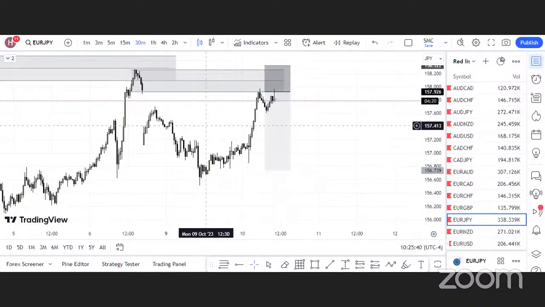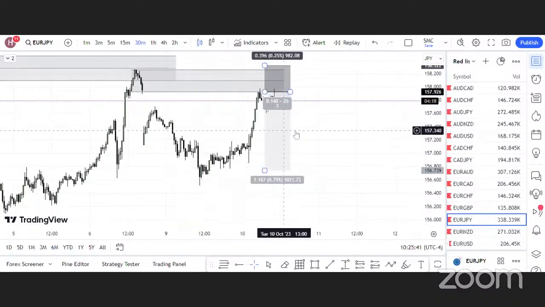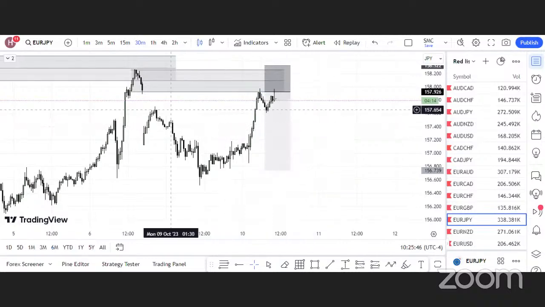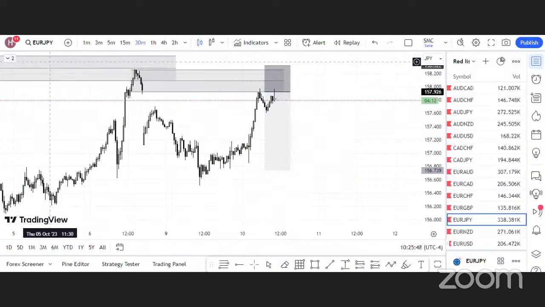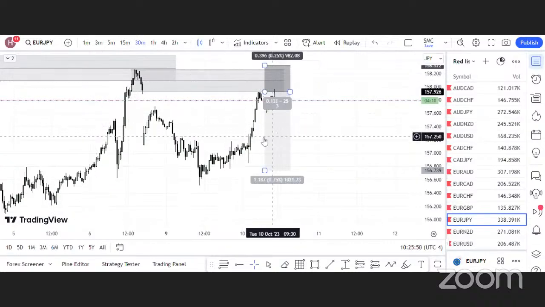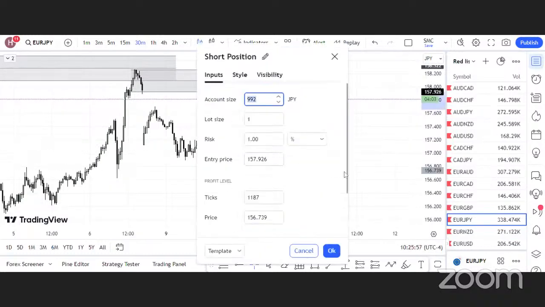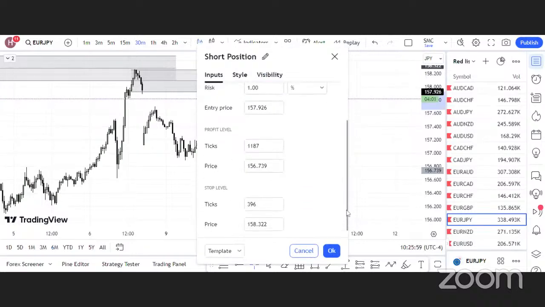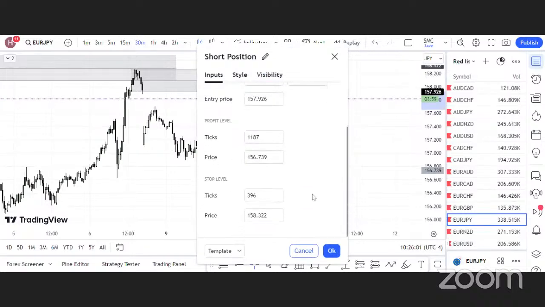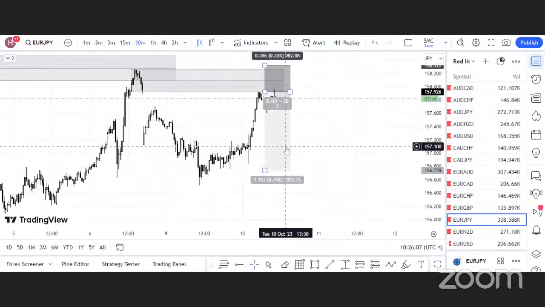I had given this trade out earlier, but if you didn't get it on the free group, you can still enter this trade. Okay, Euro JPY. Euro JPY is selling. Okay, Euro JPY sell. Euro JPY sell now, and then I'll give you the take profit and the stop loss. All right, sell now. Let me give you the take profit and the stop loss.